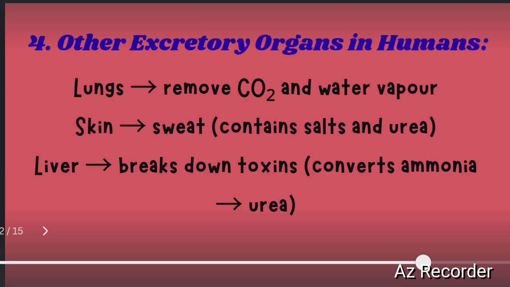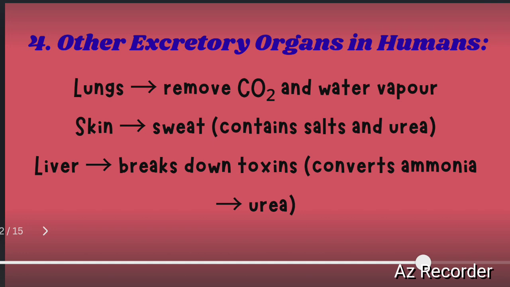Other than the kidneys, other excretory organs are also present in the human body. That's why it is called complex compared to plants, right? The first one is the lungs. What do they do? They remove carbon dioxide and water vapor. That is the main function of the lungs, which act as an excretory organ in humans.